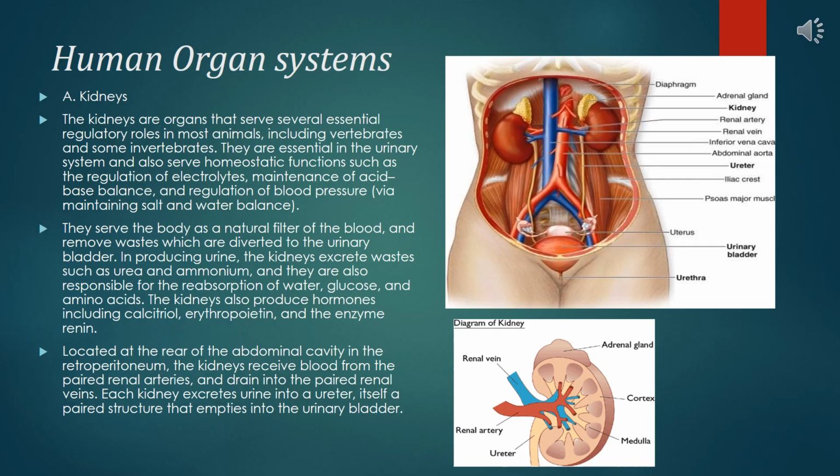Located at the rear of the abdominal cavity in the retroperitoneum, the kidneys receive blood from the paired renal arteries and drain into the paired renal veins. Each kidney excretes urine into a ureter, itself a paired structure that empties into the urinary bladder.